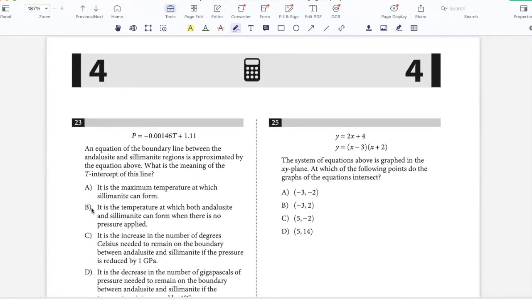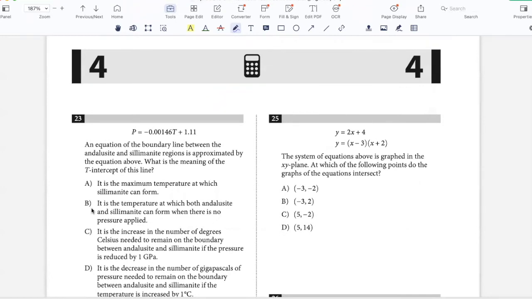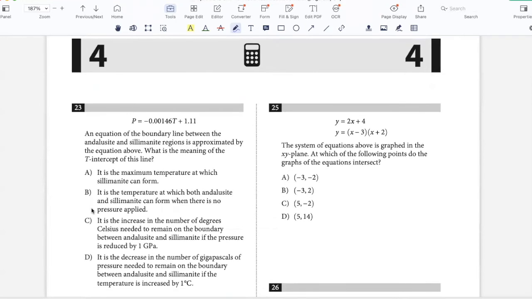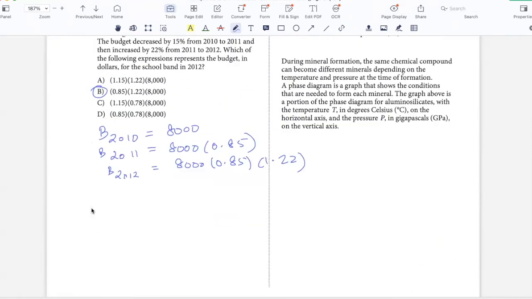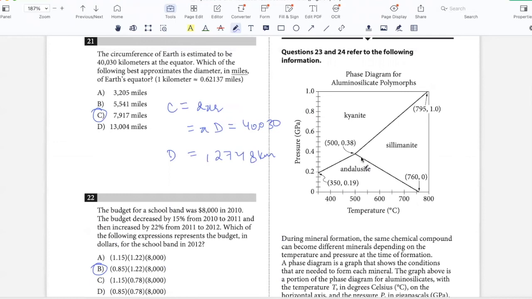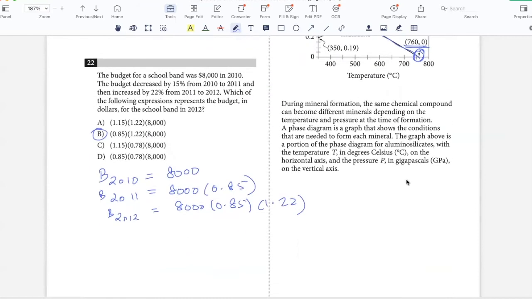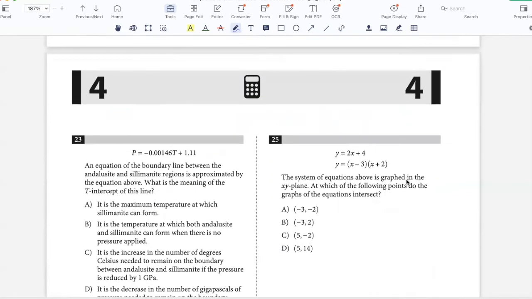The equation of the boundary line between andalusite and sillimanite is approximated by the equation above. What is the meaning of the t-intercept of this line? Okay, so andalusite and sillimanite, right? This line. So this is the t-intercept, 760, 0. So that is 760, 0.